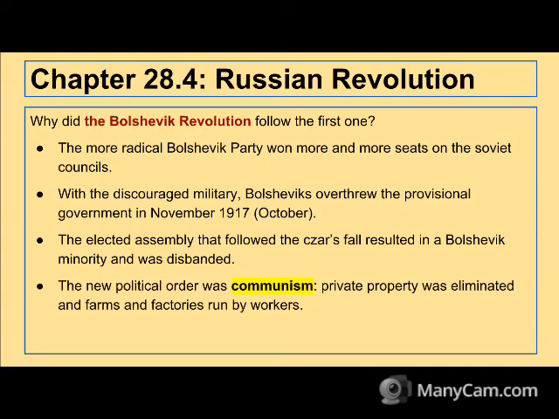This brings Russia, after two revolutions in 1917, to a new political order, communism. Lenin is in power. The Bolsheviks and the Soviets, the workers' councils, dominate Russian government. And their aims immediately, in addition to removing Russia from World War I, is to eliminate private property and to transform Russia into a nation in which farms and factories are run by workers. This is Karl Marx's idea now finally being put into practice. Decades after Marx first devised it, Lenin and the Bolsheviks are ready to put it to the test in Russia.